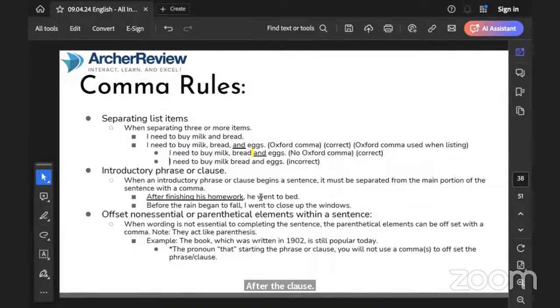Pretty much what you're doing is it's actually acting as kind of like parentheses around it, saying, hey, this is just extra information that's been inserted.